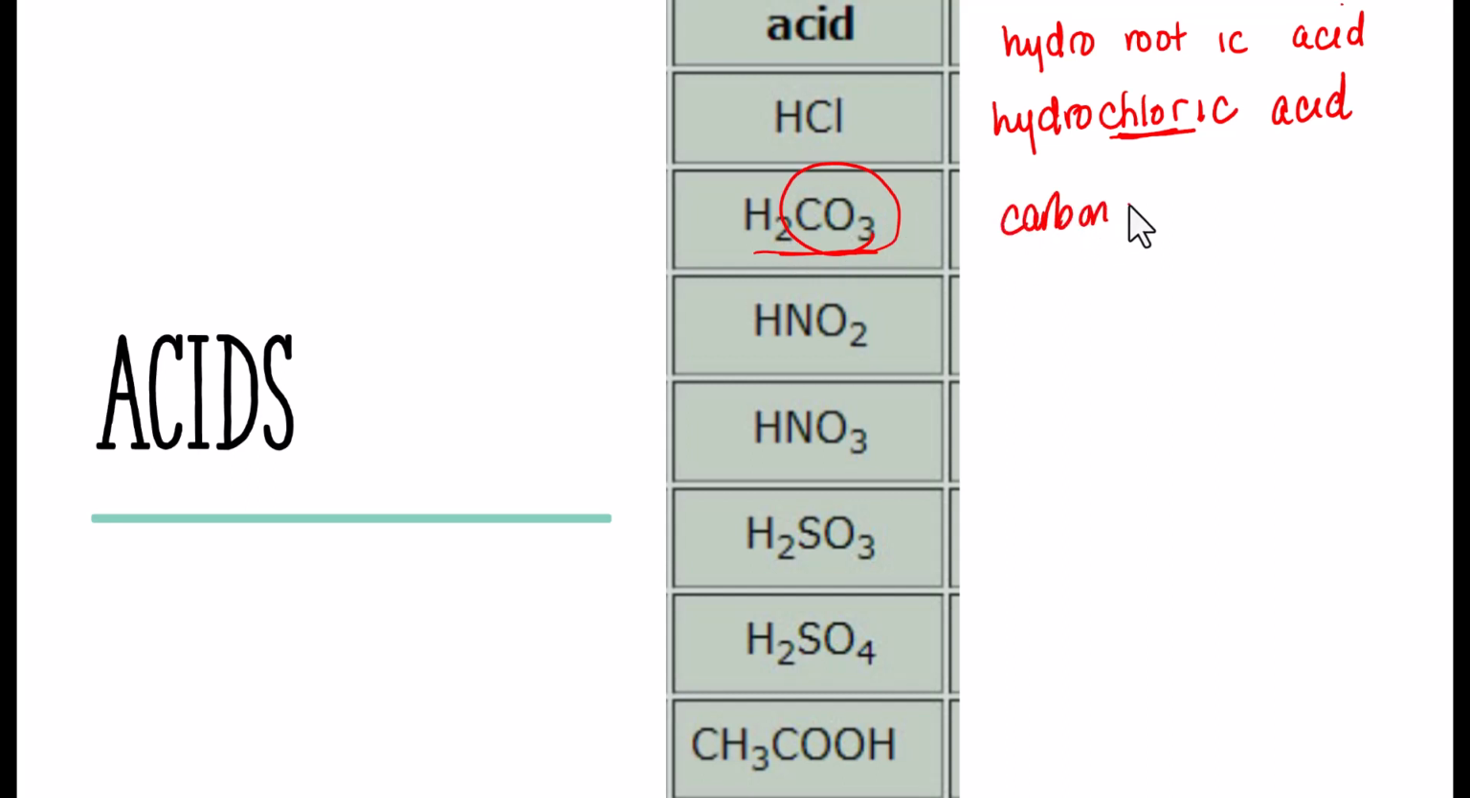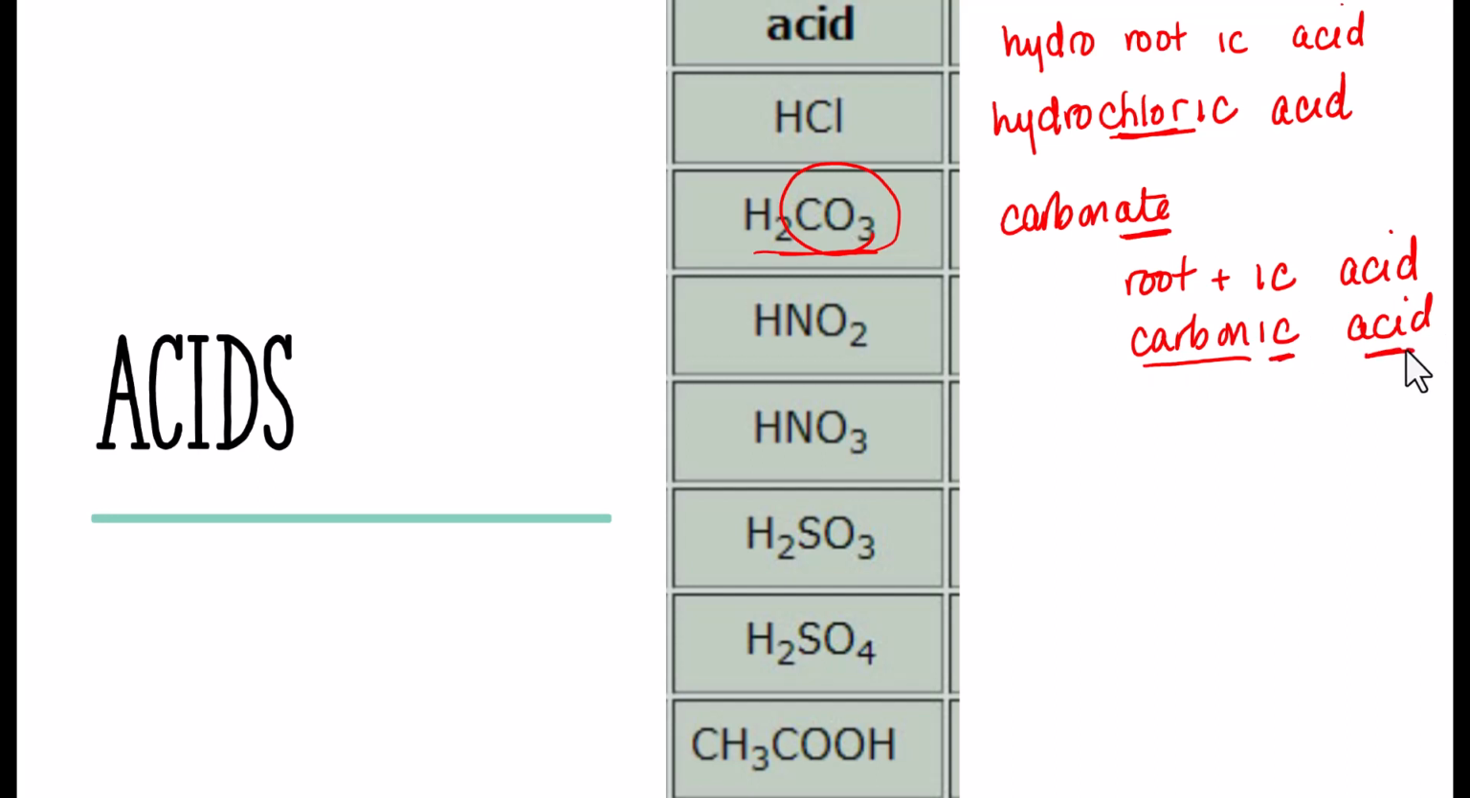Since it has -ate as an ending, we know it's going to be root plus -ic acid. There is no hydro in front, so this is carbonic acid. So your root is carbon. Here's my -ic and the acid.